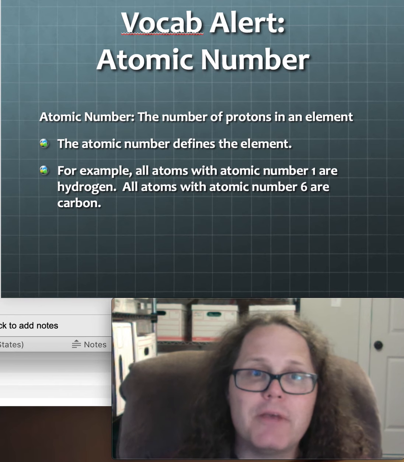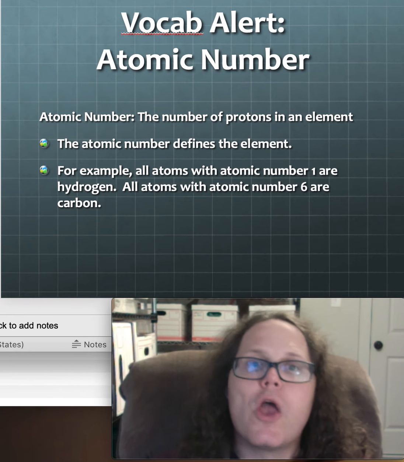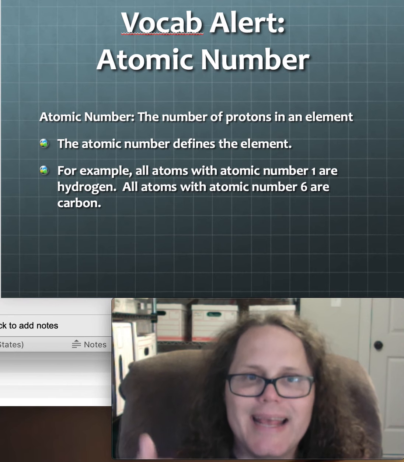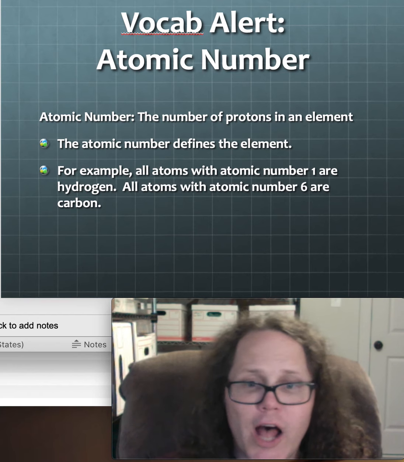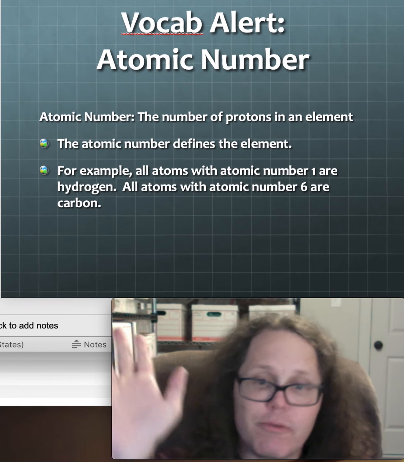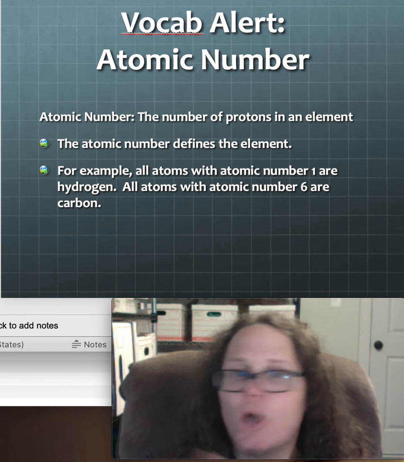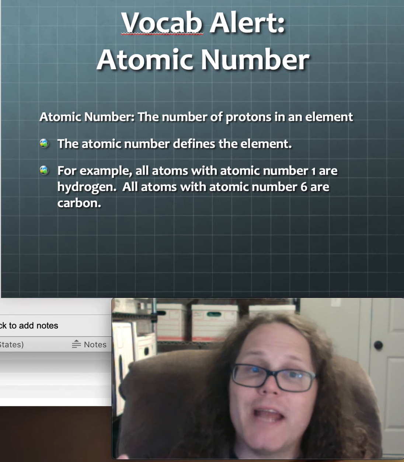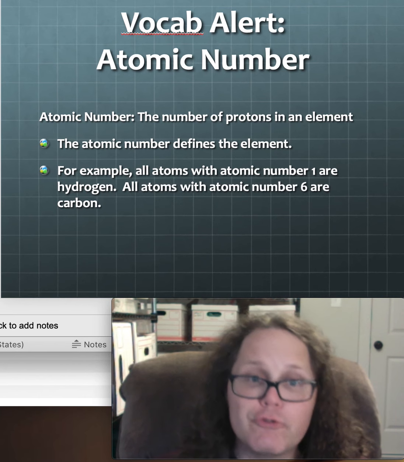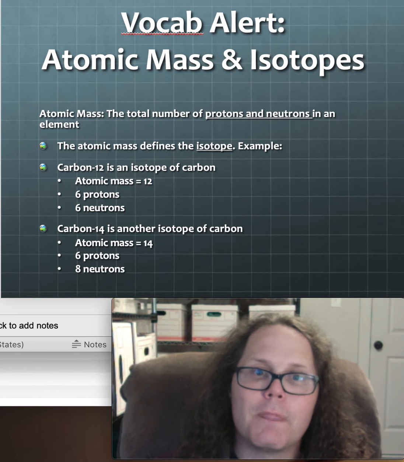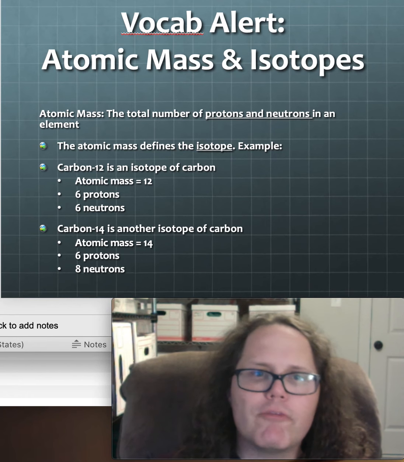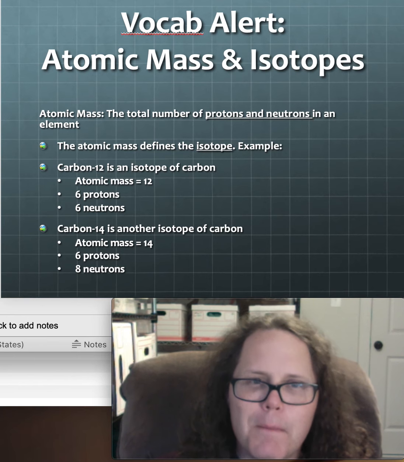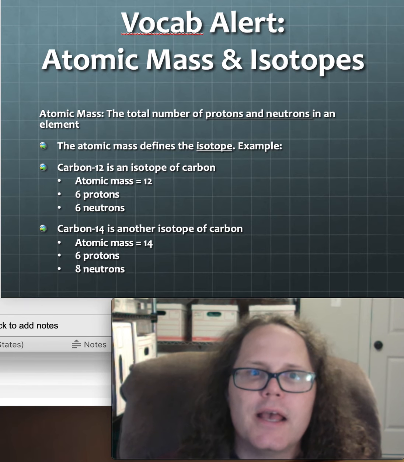It's time for another vocabulary word, atomic number, which is the number of protons in an element. Hydrogen has atomic number 1, which means all hydrogen has one proton, no matter how many neutrons it has. Carbon has atomic number 6, which means all carbon has 6 protons, no matter how many neutrons it has. Atomic mass, then, is approximately the total number of protons and neutrons combined in a given nucleus. The atomic mass defines the isotope.